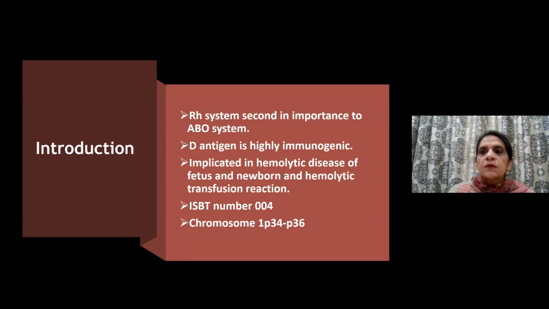The RH system is second in importance to the ABO blood group system, and the D antigen is highly immunogenic. It is implicated in hemolytic disease of the fetus and newborn and hemolytic transfusion reaction, and the ISBT number is 004, whereas the gene is located on the short arm of chromosome 1.